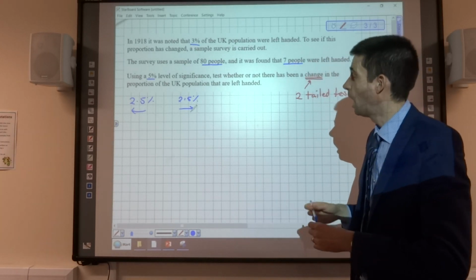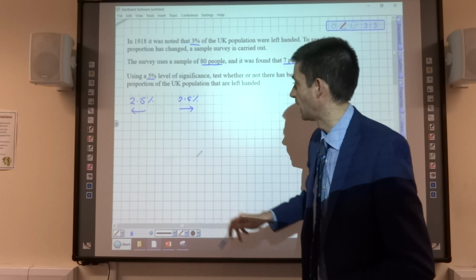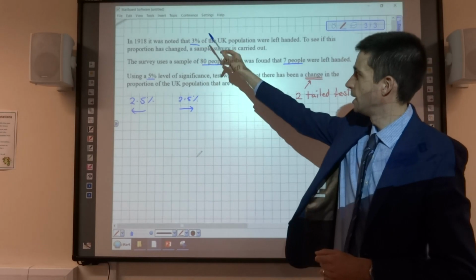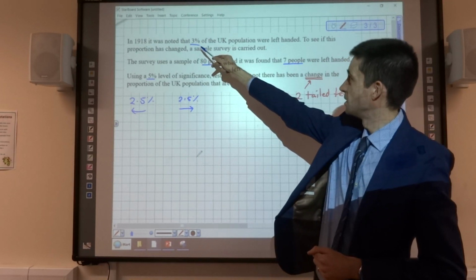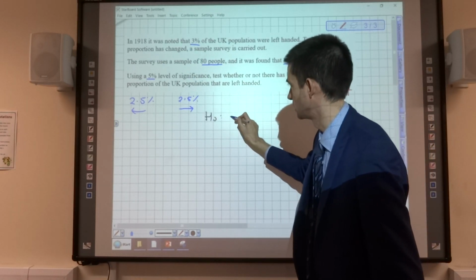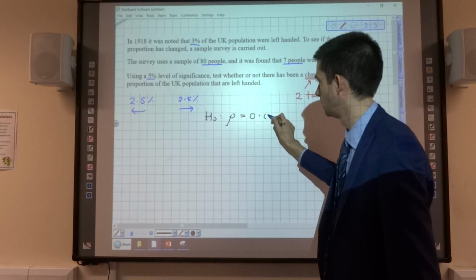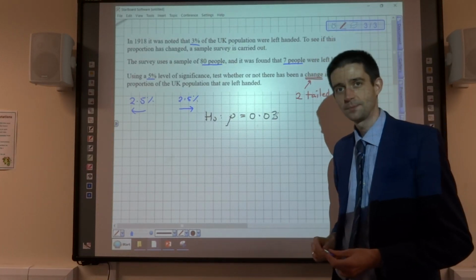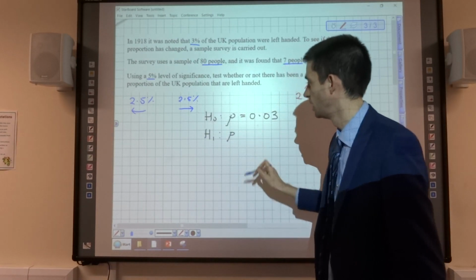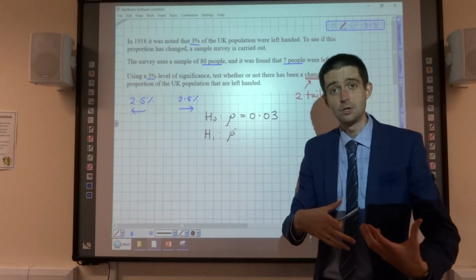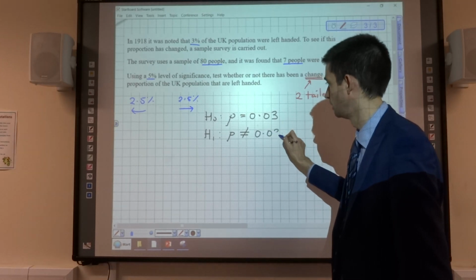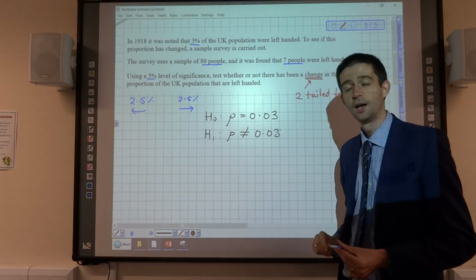So what we're going to do then is look at the null hypothesis and alternative hypothesis to set up this problem. It's been noted that 3% of the UK population were left-handed. So our null hypothesis is that the probability of being left-handed is 0.03. Now, here's the first important change. Our alternative hypothesis, rather than in the previous example where it was either greater than or less than, is that it is not 0.03, so not equal to 0.03.